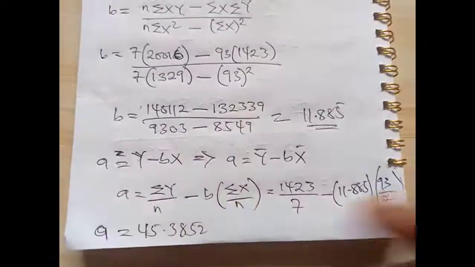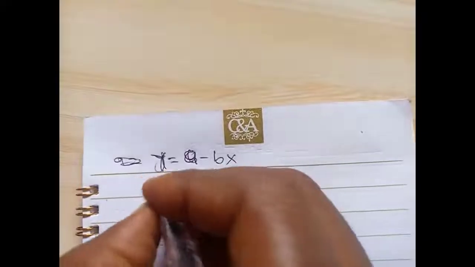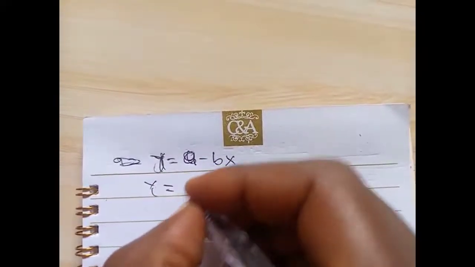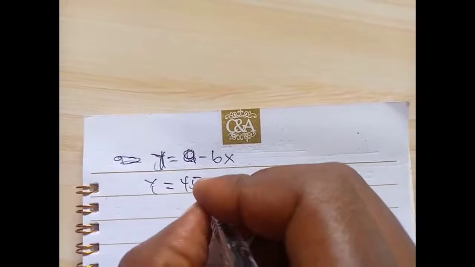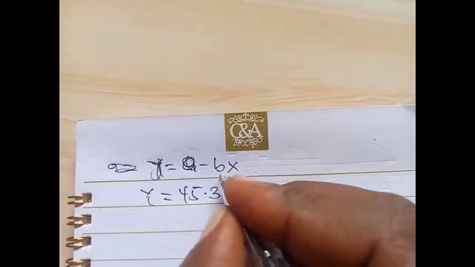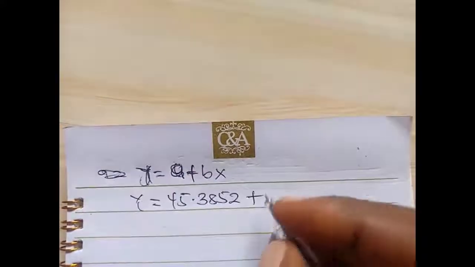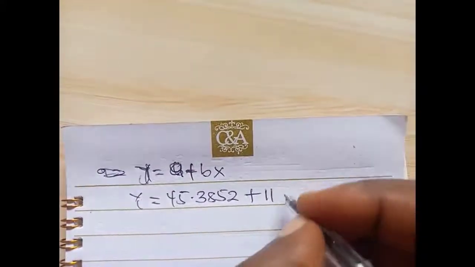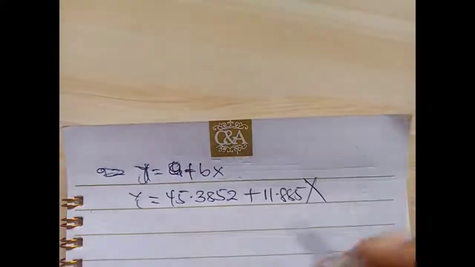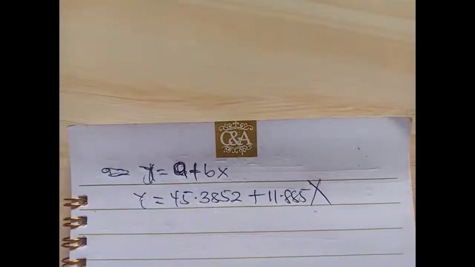It means that the formula y equals a plus bx can now be written as y equals the value of our a, which is 45.3852, plus our b, which is 11.885x. So that's it.